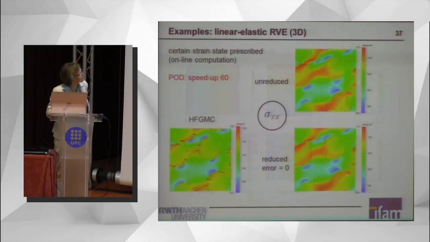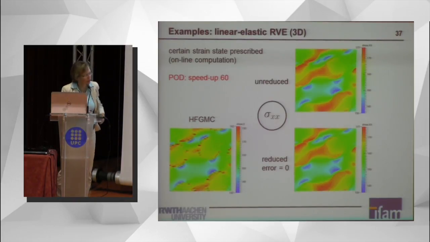And if we do this in this way, then we get actually an exact result here, because it's linear elasticity. And this is very simple. This is the result of the unreduced simulation. This is the result of the reduced simulation. And the error is simply 0. But the speed up is 60, which is already a good, let me say, success.